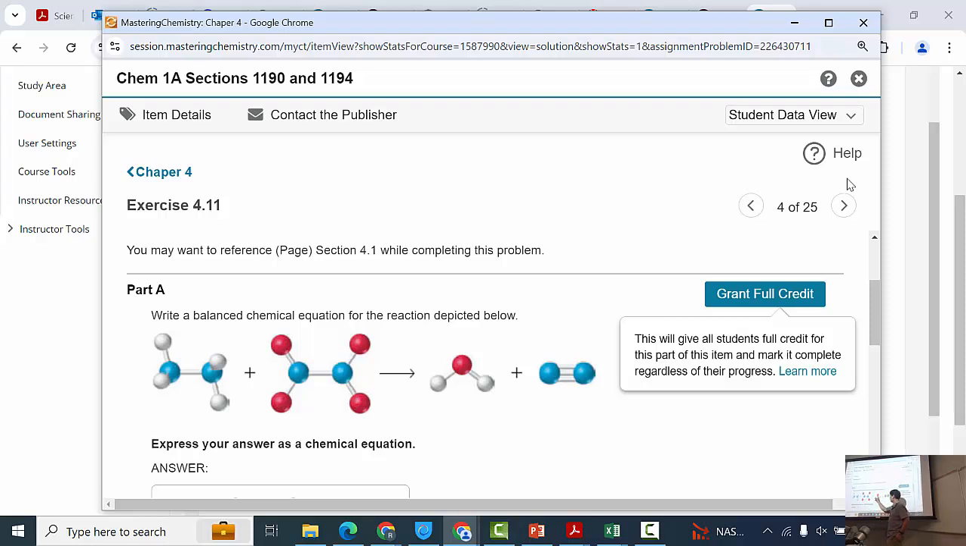And then red would be oxygen and 2 hydrogens. This would be water, and this would be N2, nitrogen gas. All right. Okay. So I did know what they were. I just got it wrong. Okay.